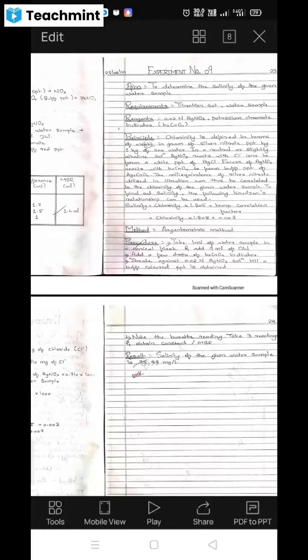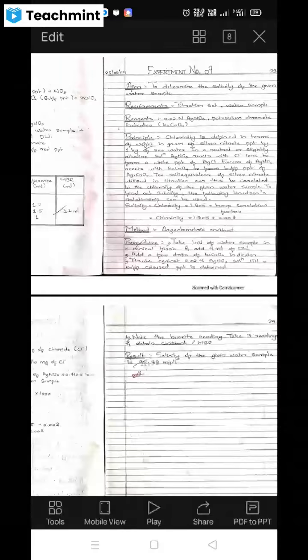Excess AgNO3 reacts with potassium chromate, K2CrO4, to form a precipitate of Ag2CrO4. So the milli equivalents of silver nitrate utilized in the titration can thus be correlated to the chlorinity of the given water sample.